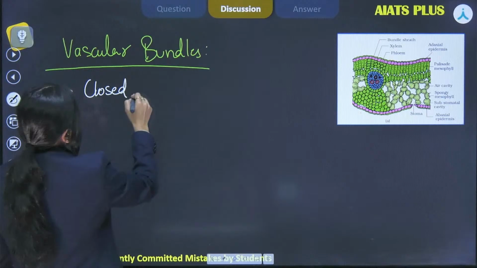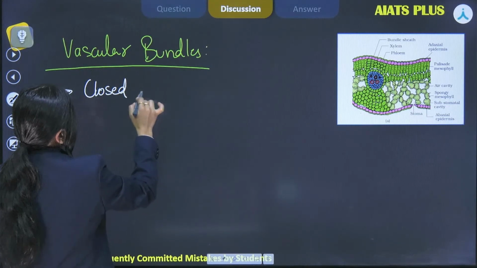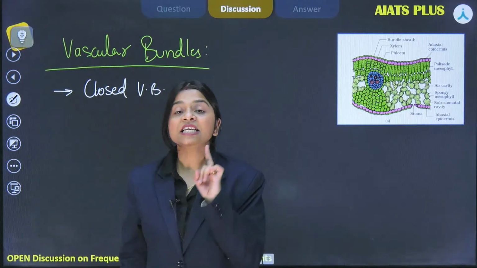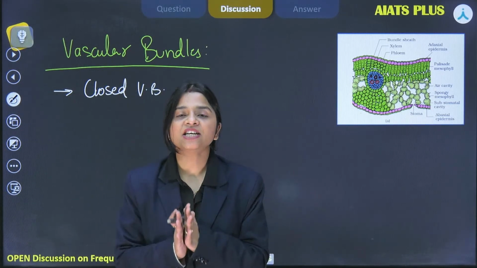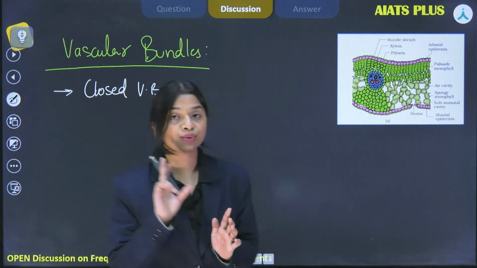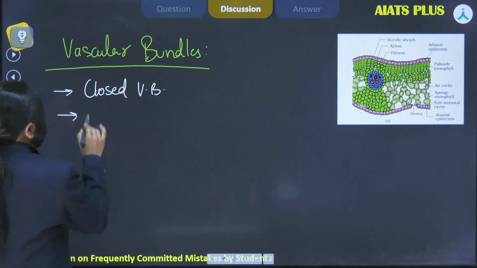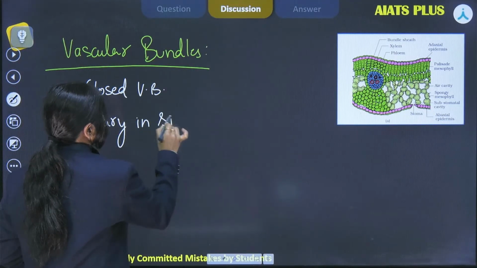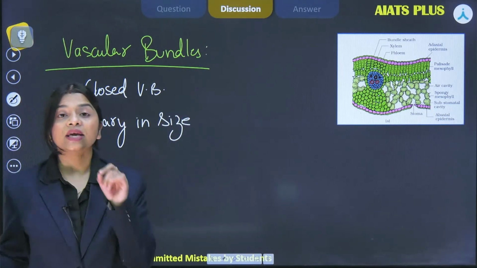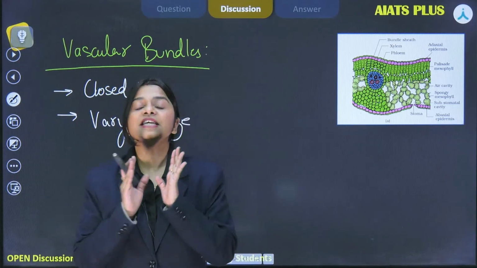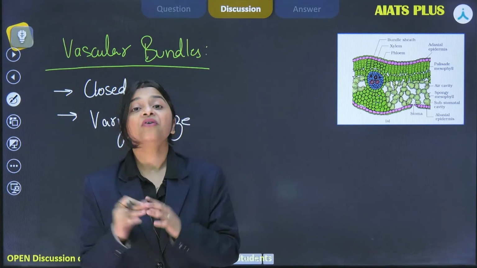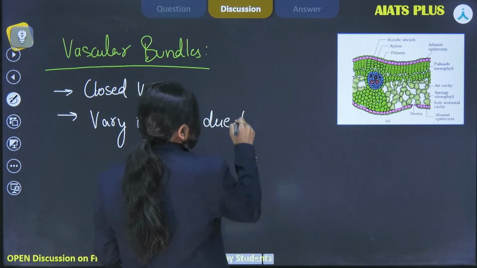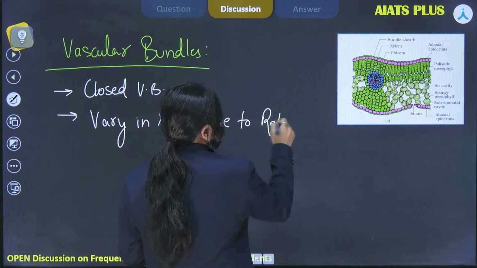Yes, so we have closed vascular bundles, right? And we see that in case of dicot leaf, please pay attention, I am discussing dicot leaf with you. The vascular bundles vary in size. Why? Because in case of dicot leaf, we see reticulate venation, okay? Due to reticulate venation.